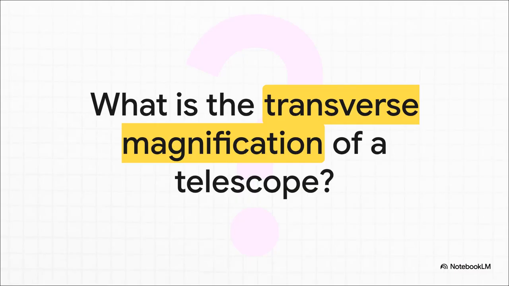Let's start things off with a classic board trap. Seriously, they love this one. What is the transverse magnification of a telescope? I actually want you to pause for a second and think about this. If transverse magnification is image distance over object distance, what exactly happens with an afocal system looking at a distant star? What's your immediate gut reflex here? The answer? It's mathematically 1.0, meaning, on paper, there is supposedly absolutely no transverse magnification at all.